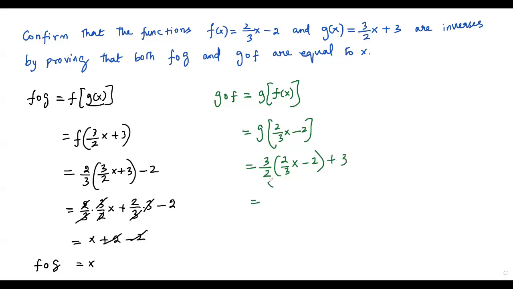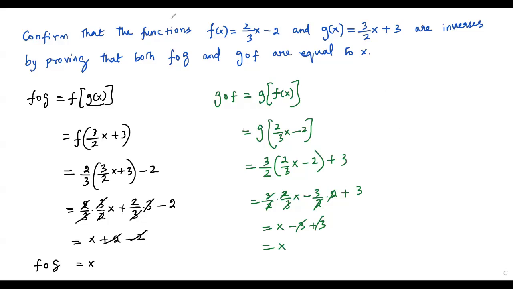Okay, now we can distribute this 3/2 to this one. Then I'm getting 3/2 times 2/3 x. When I distribute the 3/2 to this negative 2, I'll be getting negative 3/2 times 2, plus 3. So this 3 will cancel out, this 2 will cancel out, and here 2 will cancel out. So I'm just getting x over here, and here I have negative 3 plus 3. So this negative 3 plus 3 will become 0, and I'm just getting x.